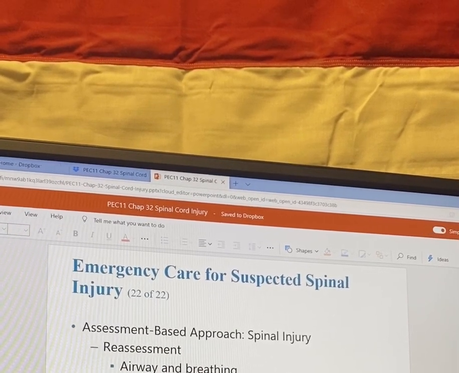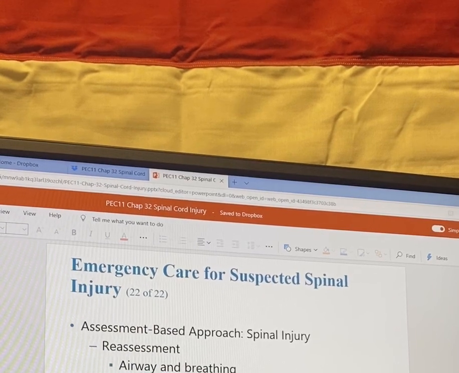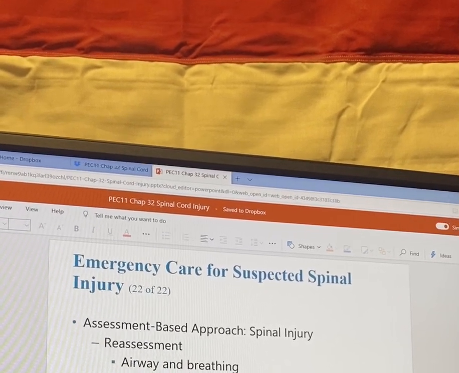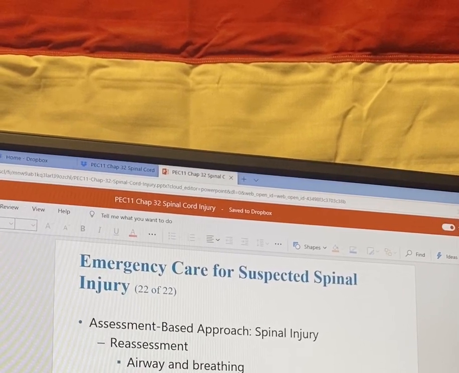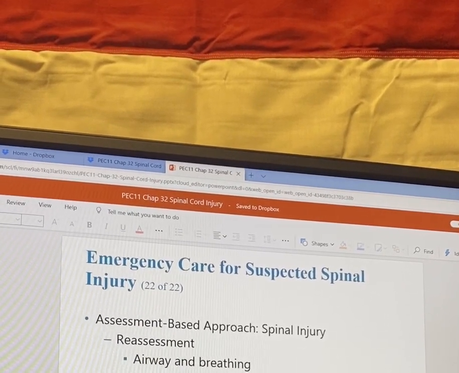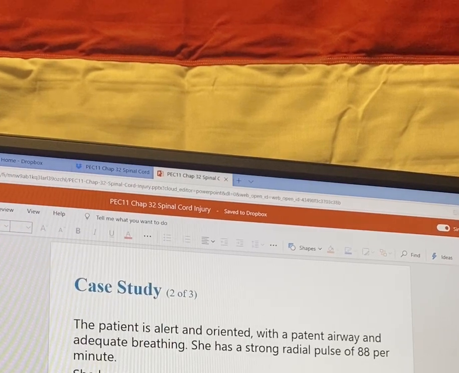The skin becomes pale, cool, and moist. The blood pressure falls, heart rate increases. The patient's mental status decreases. Remember that a decreasing level of responsiveness is an early sign of a head injury.